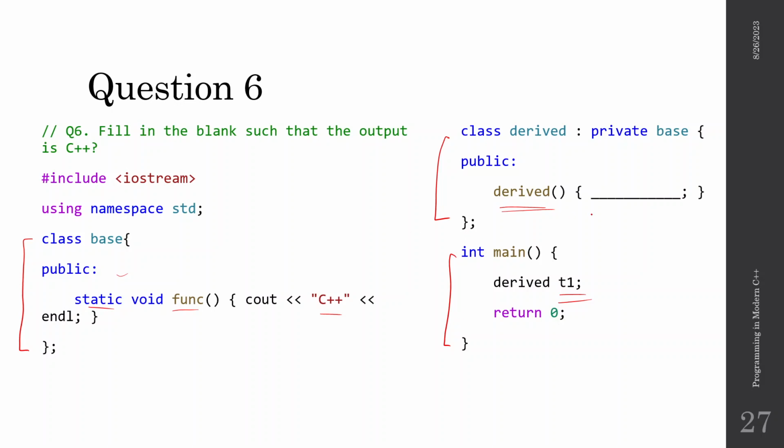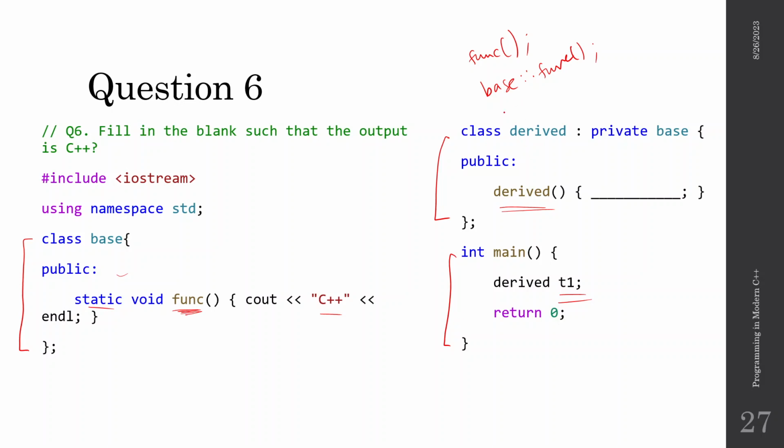Actually this question is a bit ambiguous because there are various ways to do it. Over here we can write cout C++ only, but if we want to call the base class function, then also we have various ways. We can write here simply func. That will call this base class function and it will print C++. We can also write Base::func.